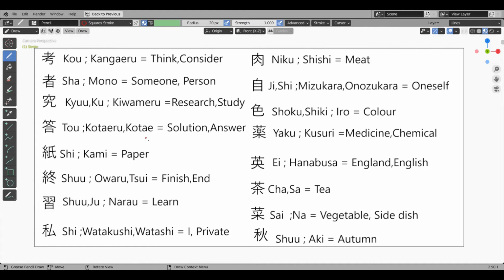Kotae, answer kanji. This kanji is very simple. The top radical is bamboo radical, which as we have seen in the previous Kanjimashou videos, represents writing. The lower kanji is agree or fit kanji. Hence, they together mean writing something that meets the requirement. That is the answer. Onyomi is to.